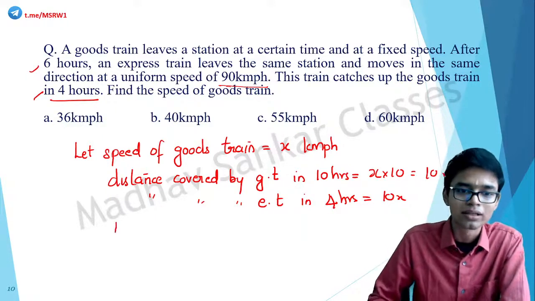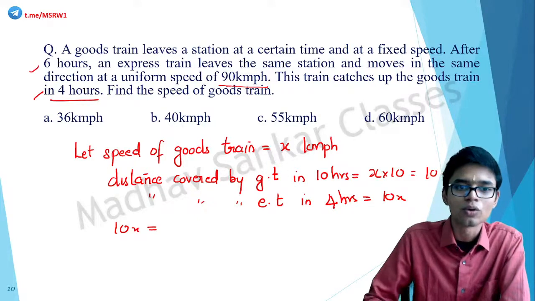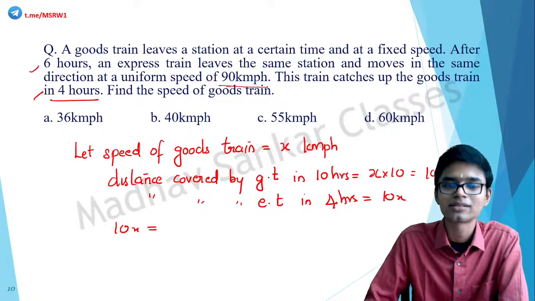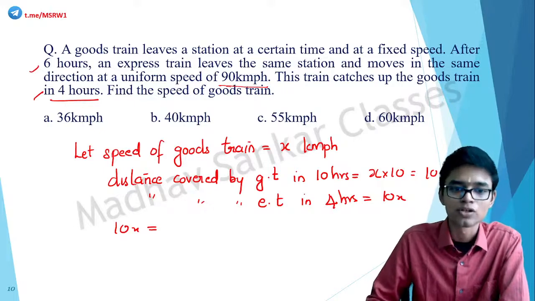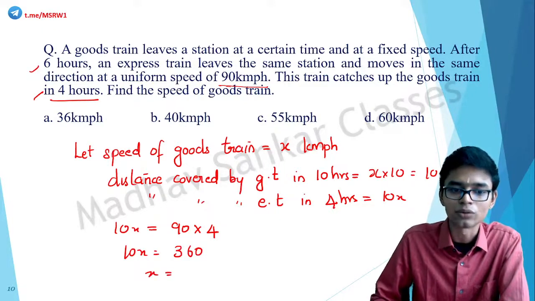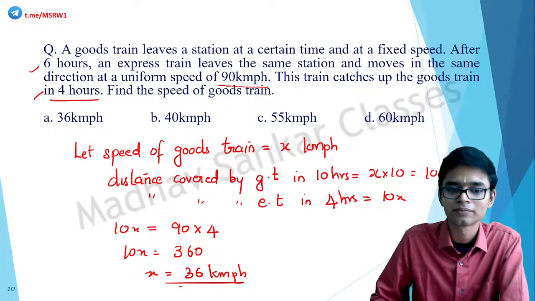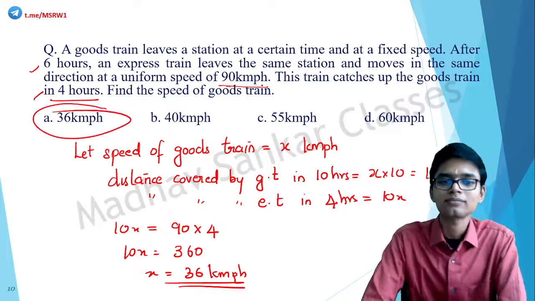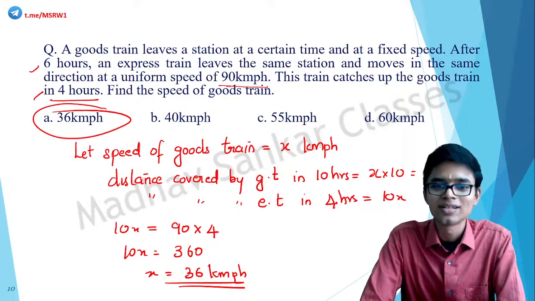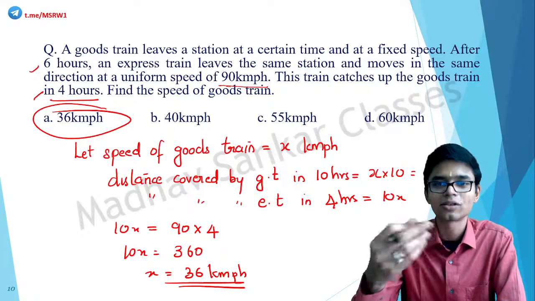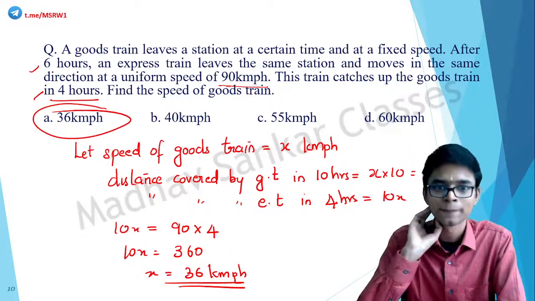Get it? So 10x is equal to, what is the distance covered by the express train in these 4 hours? Speed into time. So speed is 90 and time is 4 hours. So 10x is equal to 360, or x is equal to 36 kilometers per hour. Understood? See, nothing. The question is lengthier, very lengthy, but solving is pretty easy once you get the idea.